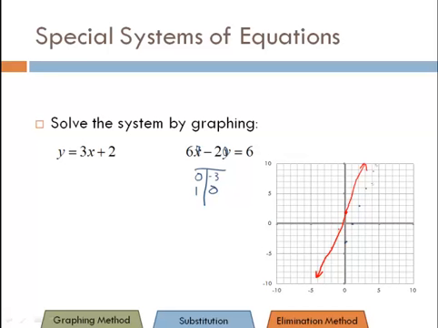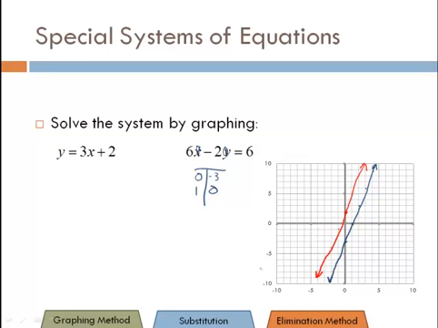If I draw in this line, I see something different happening than I've seen before. These two lines don't appear to cross. And in fact, if we look very carefully, they both have the exact same slope. They both go up 3 every time we go over 1. And so if they both continue to do that forever and ever, they won't ever cross. They're what we call parallel.